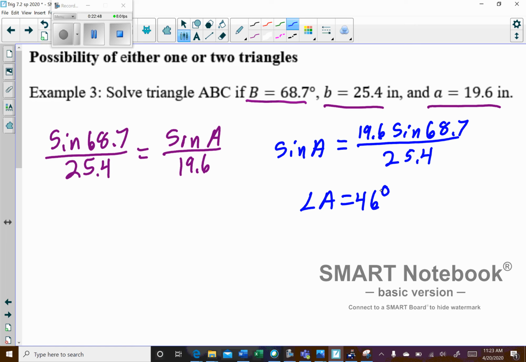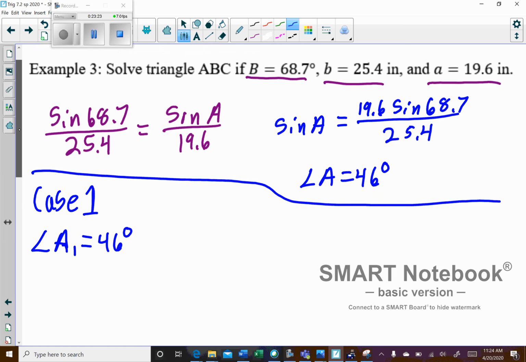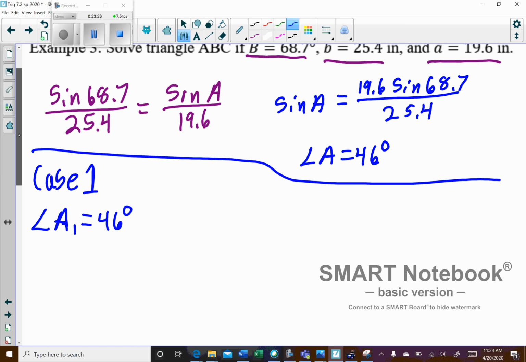Okay, so that's what we're going to use for case one. We figured out that angle A, and you can call it A sub 1 if you want, is 46 degrees. Now what we have to do is figure out angle C, and then go ahead and solve for it. We definitely have at least one triangle, so let me make that clear. We're going to go ahead and finish finding all the sides and angles of that first one.